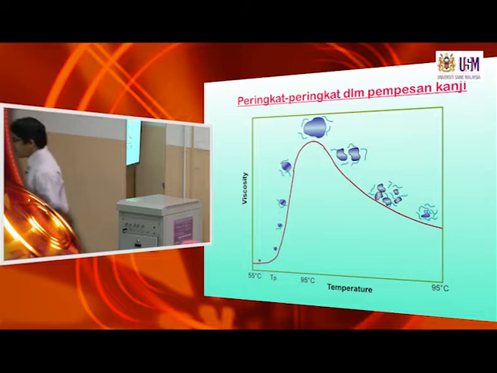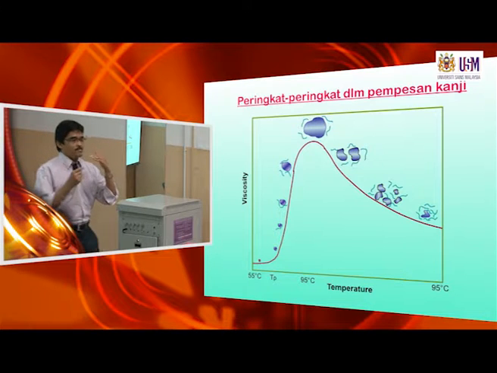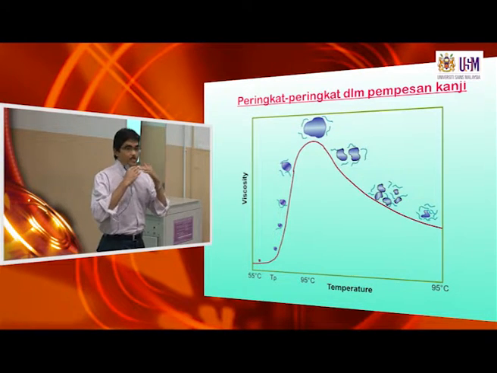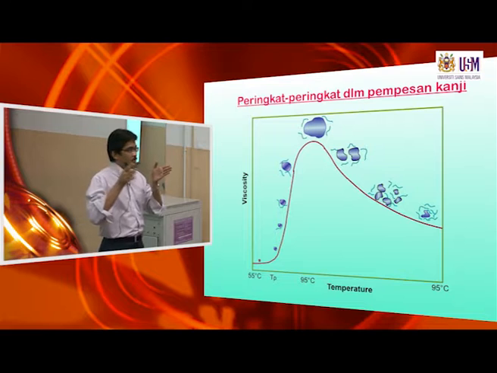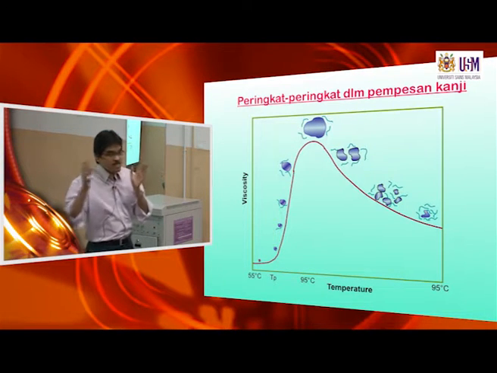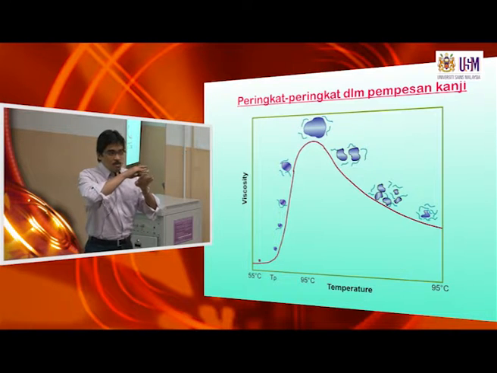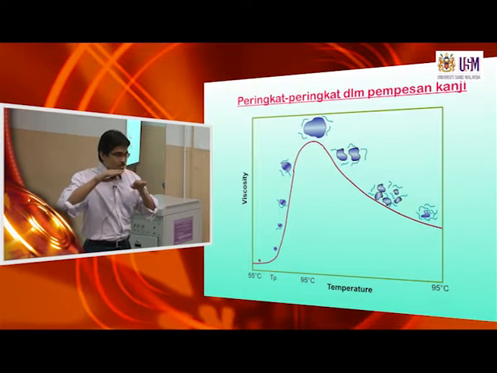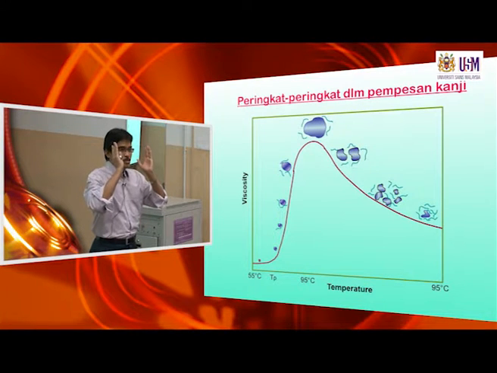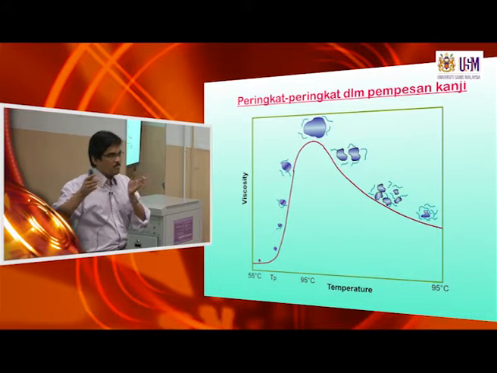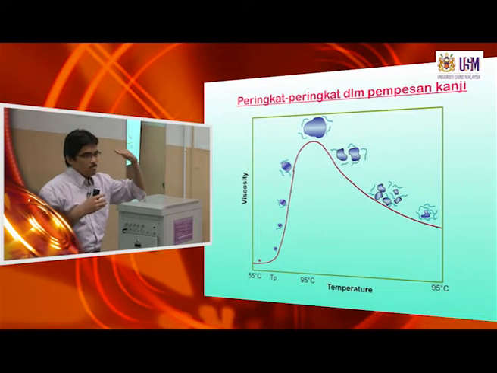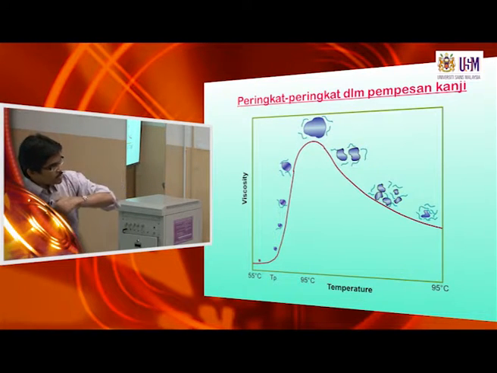And the program will start at 95. Then usually we will hold. There's a holding period at 95, maybe for 5 minutes or sometimes 15 minutes, and we continue to monitor the viscosity changes. The temperature is fixed at 95 degrees, but we continue to heat for another 5, 10, or 15 minutes. And we can see whether the viscosity would continue to decrease or just maintain.